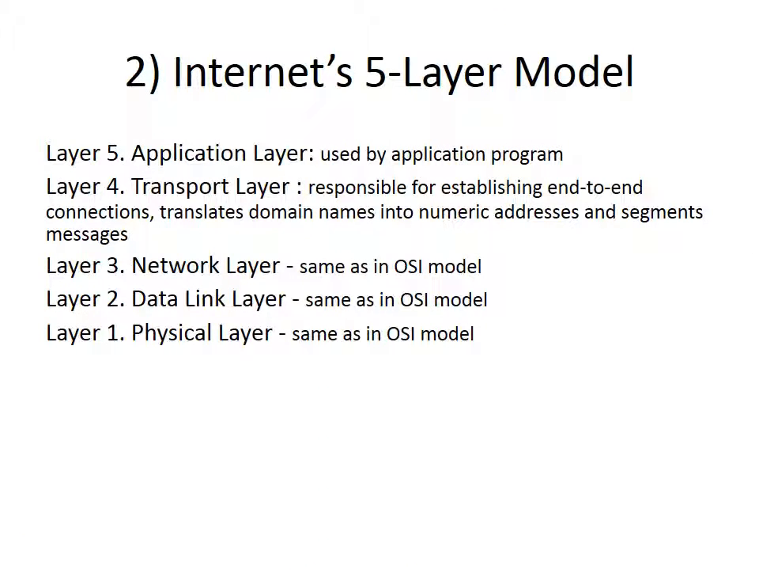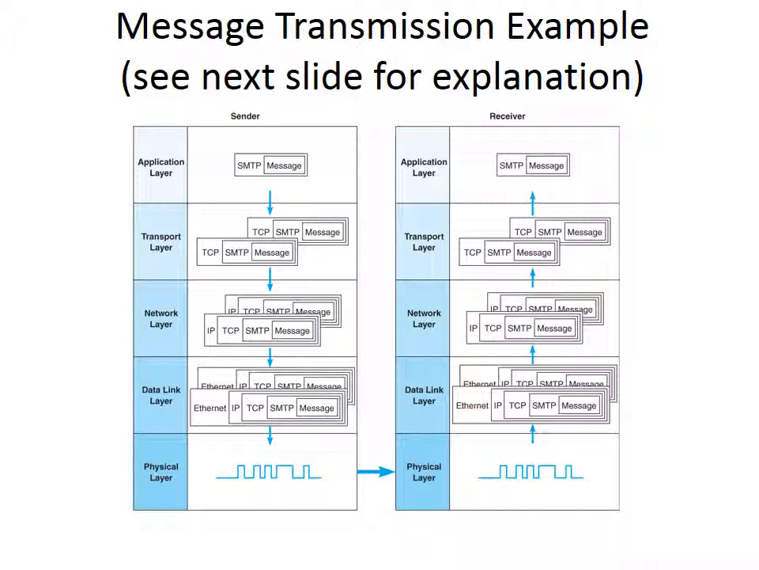The Internet model combines the top 3 layers of the ISO 7-layer model into one application layer. Actually there is an ambiguous borderline among those top 3 layers, the application layer, presentation layer, and session layer, in the ISO 7-layer model. This is an example of sending email from the perspective of the Internet model. In the application layer it adds an SMTP, Simple Mail Transfer Protocol, header to the message.